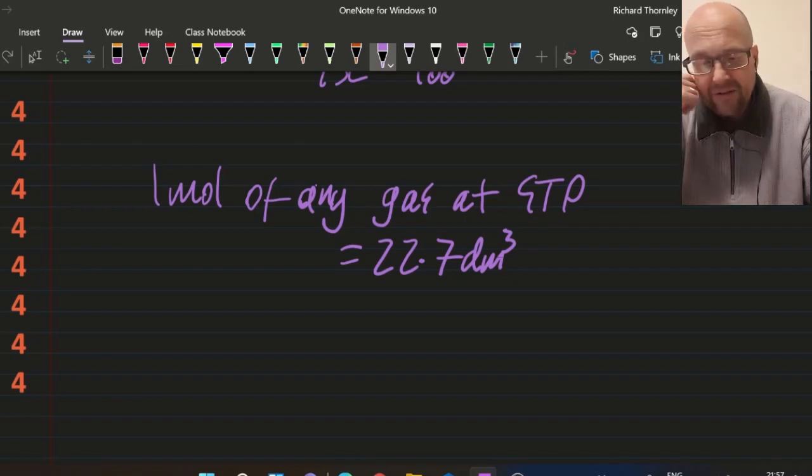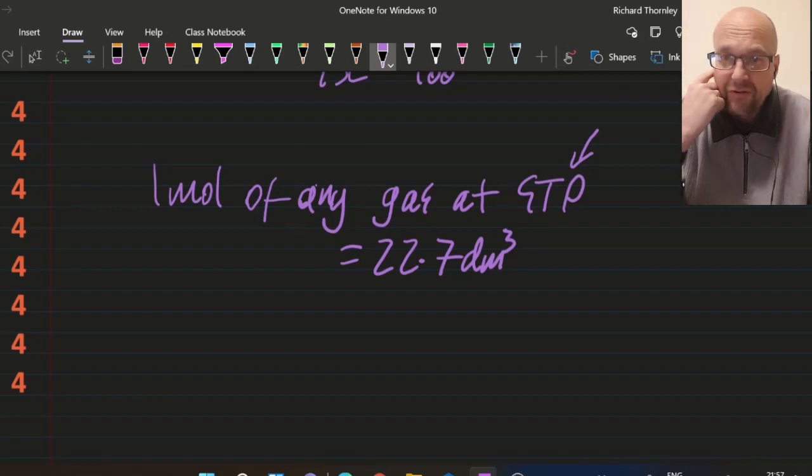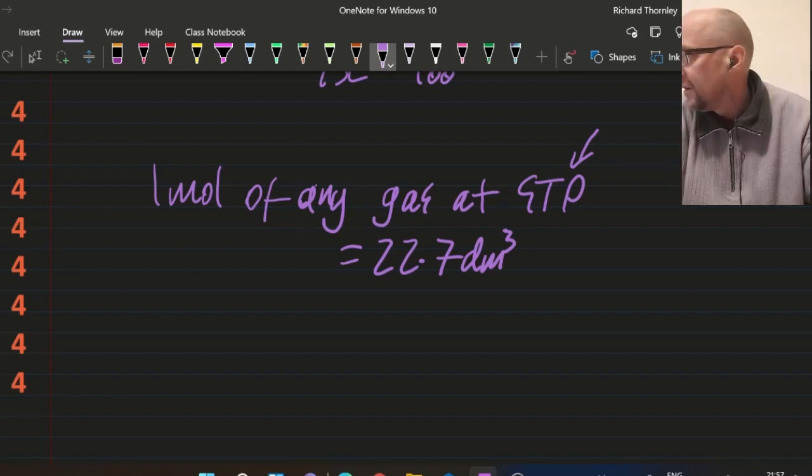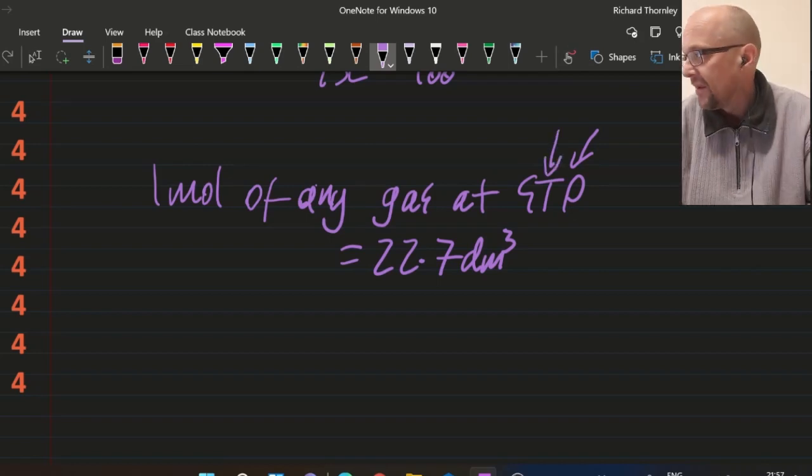So does the pressure matter? Yeah, because it has to be at standard temperature and pressure. So the pressure matters. Does the temperature matter? Yeah, I mean, it's written there, STP. And how would you know that? Well, it's actually in the question above, isn't it? The molar volume of a gas.